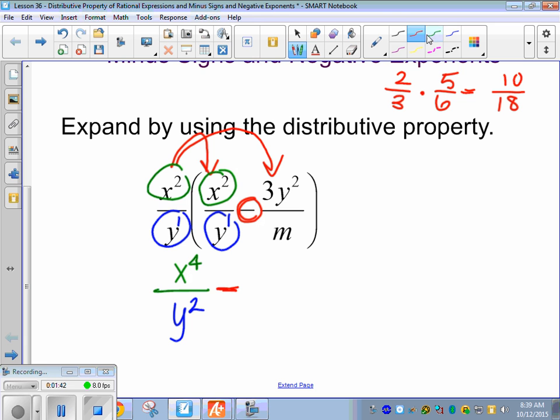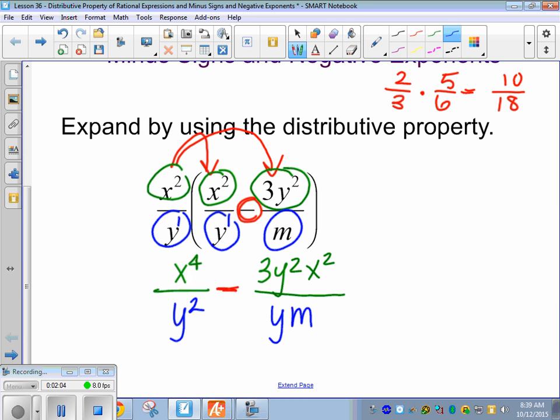And now I'm going to multiply, again, the numerator of what's on the outside times the top of the second piece. So 3y squared times x squared is just going to give me 3y squared x squared over. Now we'd have to multiply the bottoms together. So y times m gives me ym.